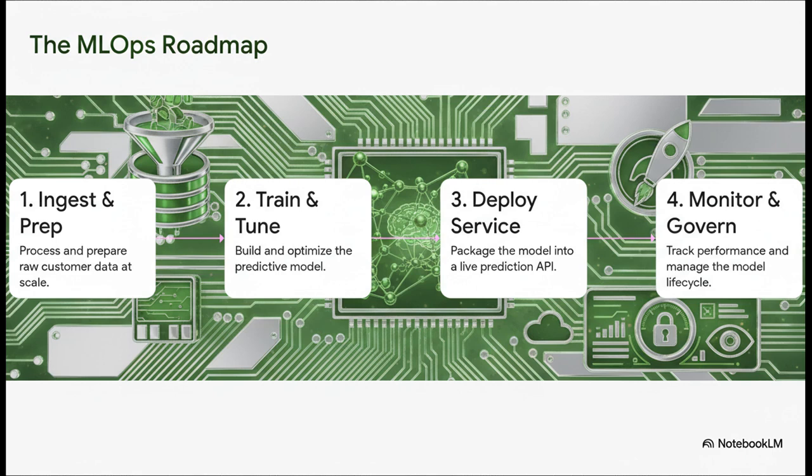So think of this as our roadmap. First, we'll cover how to ingest and prepare just massive amounts of raw customer data. Then, we're going to dive into how we train and tune a model to find those subtle signals of churn. After that, we'll see how to actually deploy that model so it can be used out in the real world. And finally, we'll explore how to monitor and govern it, making sure it stays accurate over time. Let's kick things off with step 1.